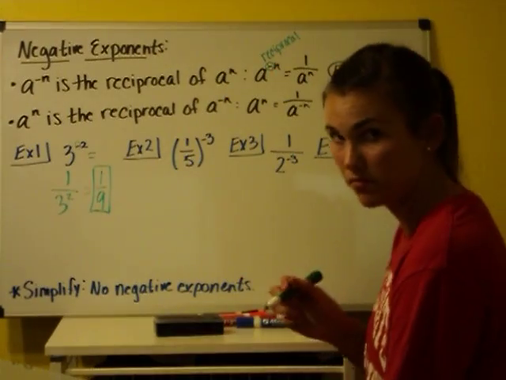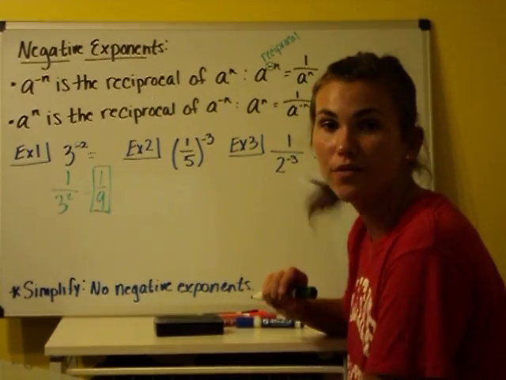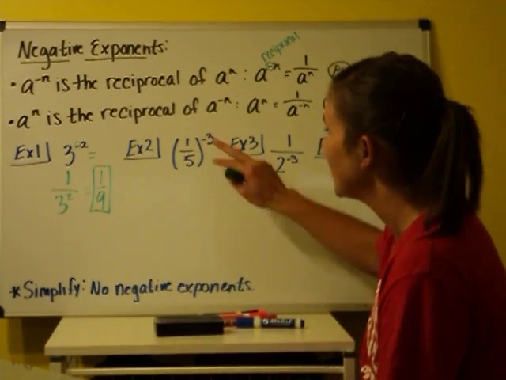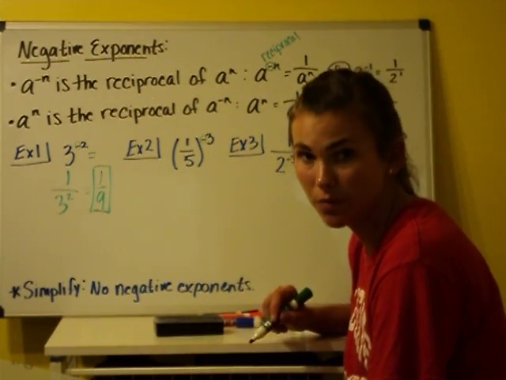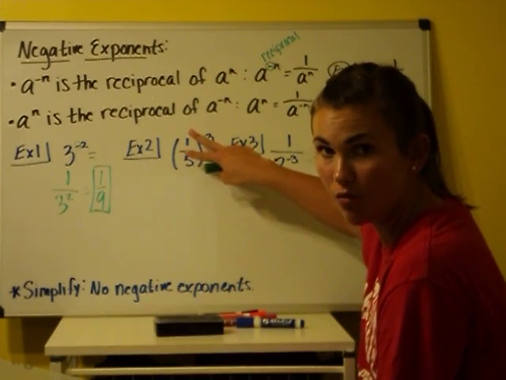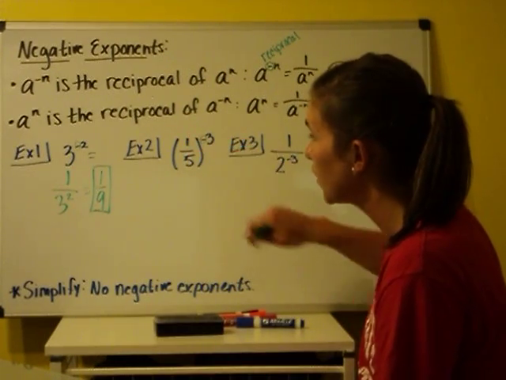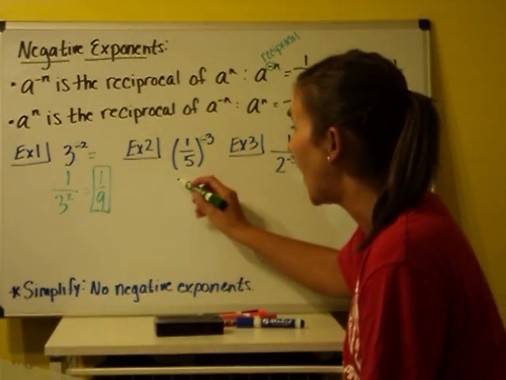That's your answer. Okay? Example 2, we have 1/5 to the -3rd. Okay, this is a fraction. This, again, means reciprocal. So we can go ahead and take the reciprocal of what is inside that parentheses. The reciprocal of 1/5, if we flip the numerator and denominator, we get 5.